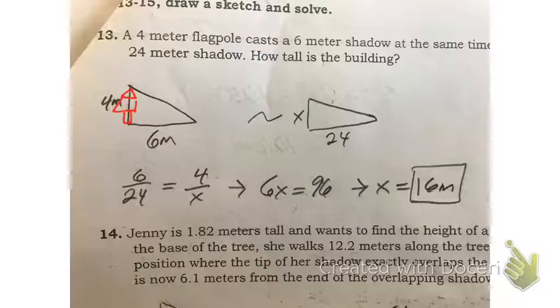Well, they're going to be similar triangles because they have the same angle, based upon the sun hitting at the same angle. So all I have to do is, 6 corresponds to 24, the same way 4 is going to correspond to x. So it's just solving this equation.